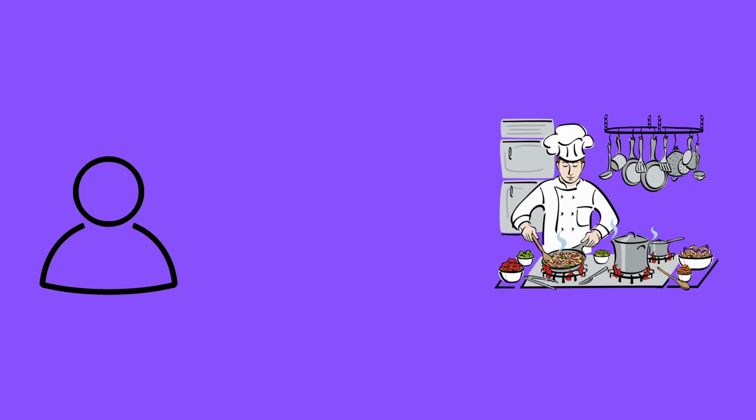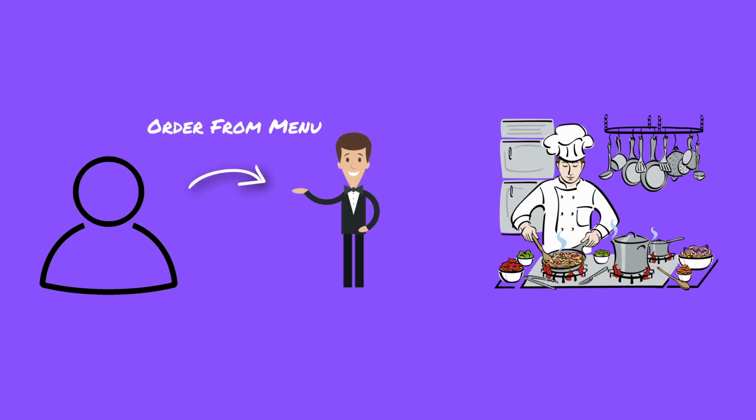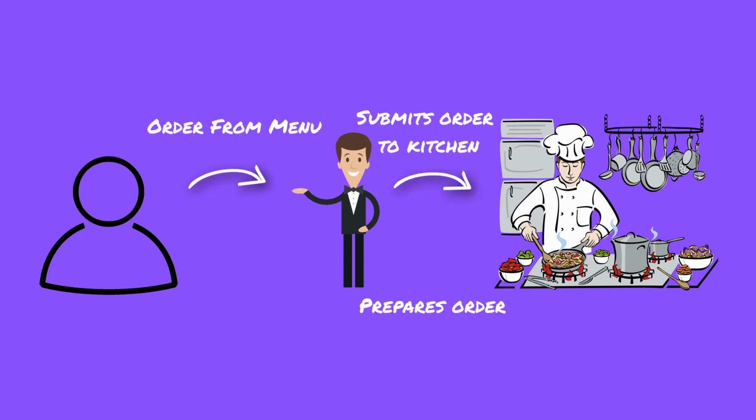Consider this example. You go to a restaurant. You don't just go straight to the kitchen and tell them what you want, right? You read the menu, you place an order with the waiter, who tells the kitchen what to prepare. The kitchen then prepares your food and gives it back to the waiter, who then delivers your food to you. You never see what actually goes on in the kitchen, how your food is made.